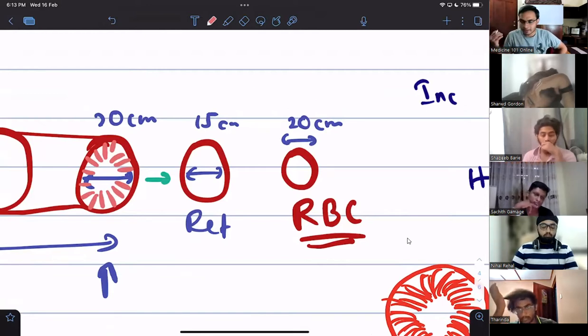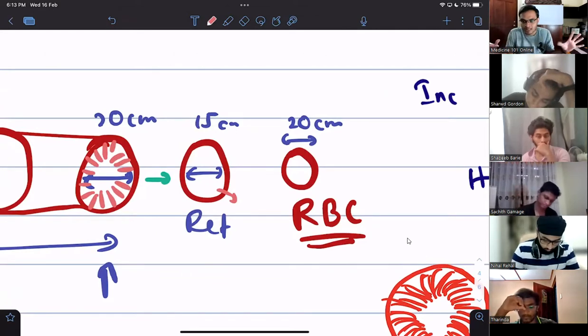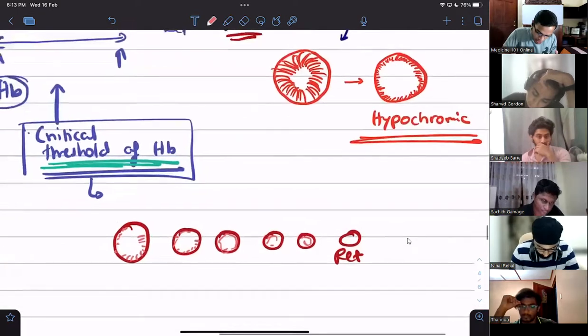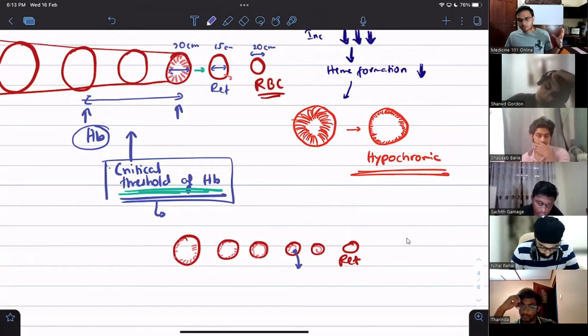right? The nucleus will be removed. That's why you can get it a little bit more smaller. But that's it. Beyond that, it doesn't get any more smaller. But now what is happening? The nucleus will be removed much more later, guys.